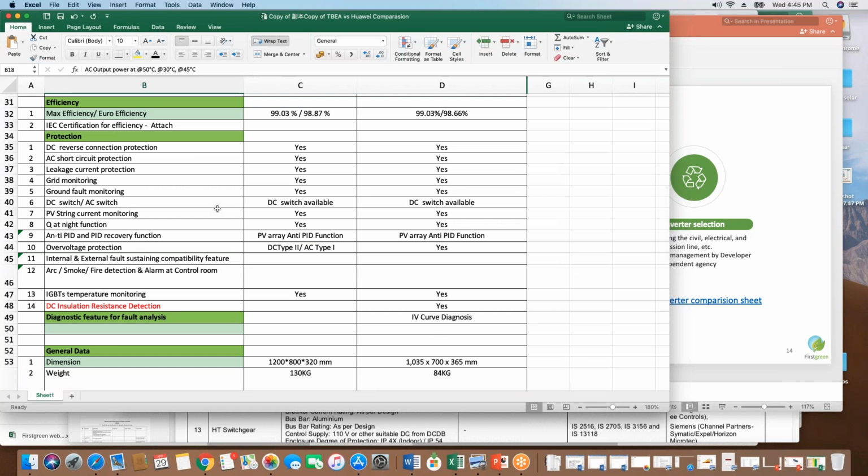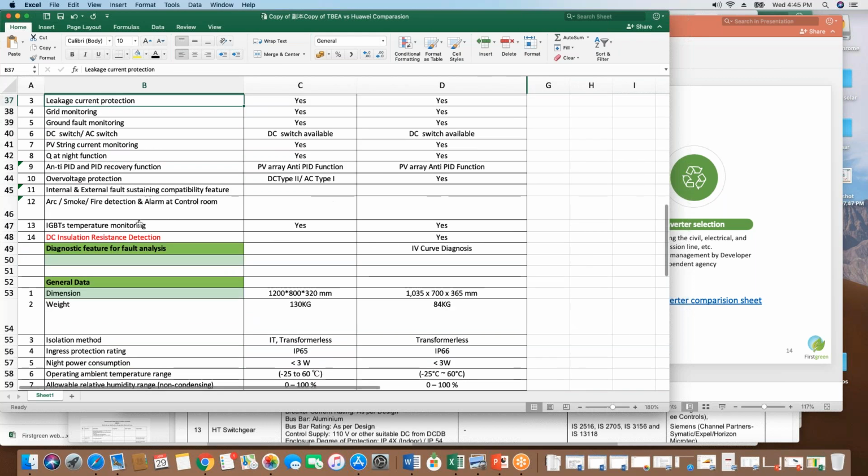Then the protections are also important. Like PV string current monitoring, or DC side and AC side, if the inverter is giving a switch on both sides, then it is good. You need not put it separately. Inverter ground fault monitoring, if it is available, it is good. Leakage current protection will also be helpful to you if you want to know whether PID is happening or not in your PV modules. It should have arc, smoke protection.